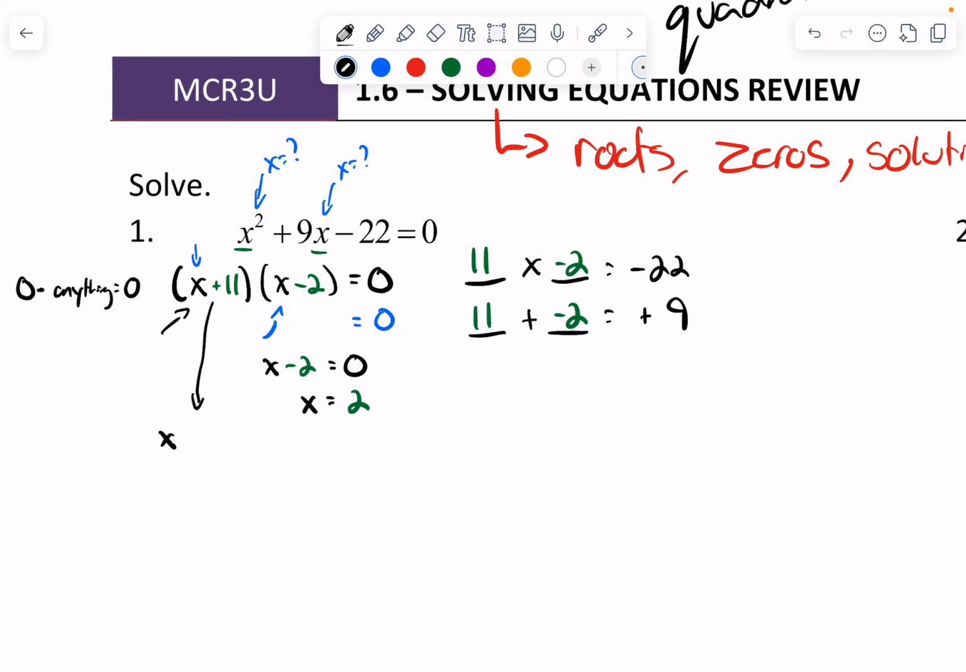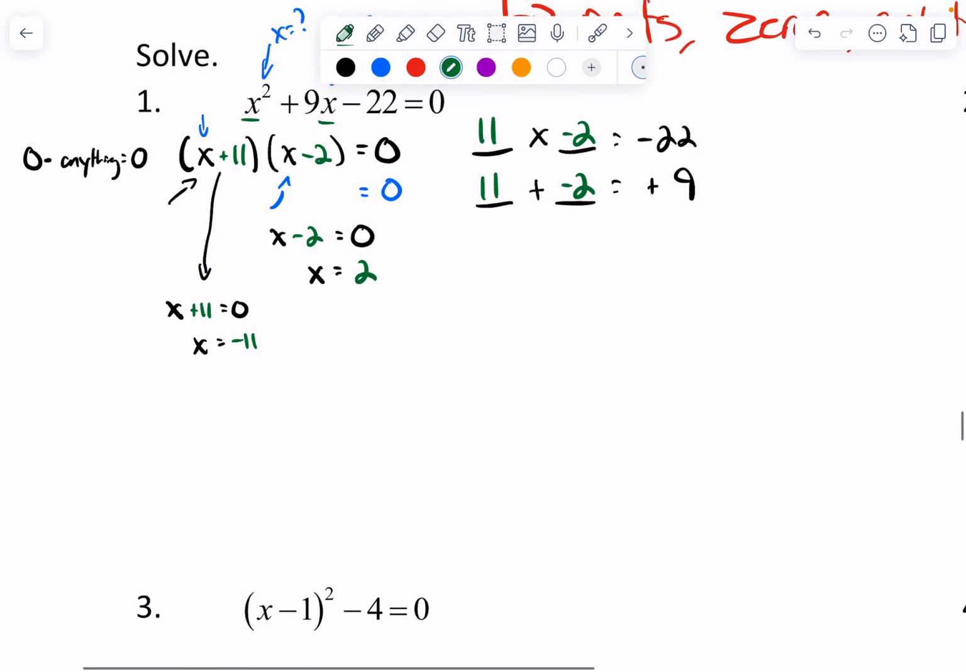And let's do this one right here. If x plus 11, what would make that bracket equal 0? Well, if x equals minus 11. So we found that when x is minus 11, and if x is equal to 2, the way you write that is x equals minus 11 and x equals 2. Those are your two solutions.